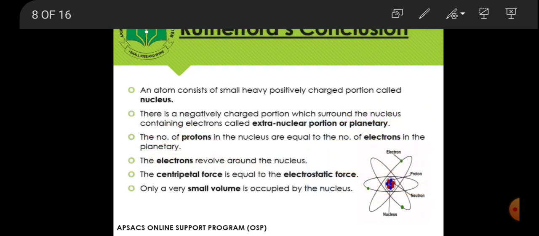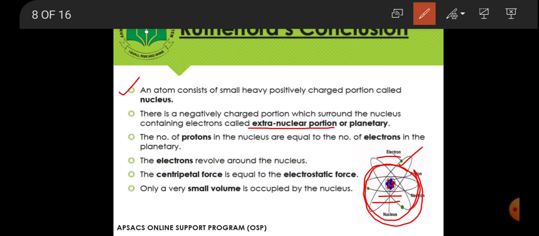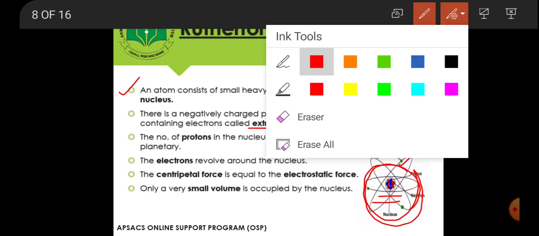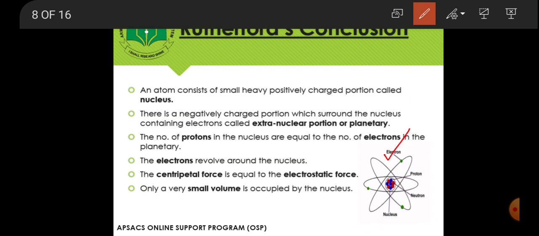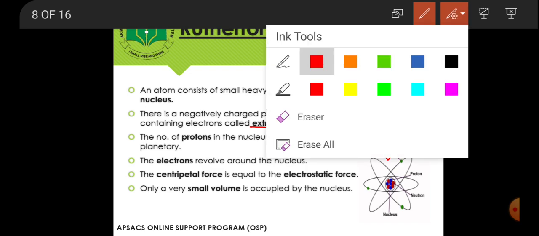So, what were the conclusions drawn by Rutherford? First one, an atom consists of a small, heavy, positively charged portion called nucleus. A negatively charged portion is also present around the nucleus that contains electrons, and this negatively charged portion is known as extranuclear portion or planetary. The portion in which electrons are present is known as extranuclear portion or planetary.